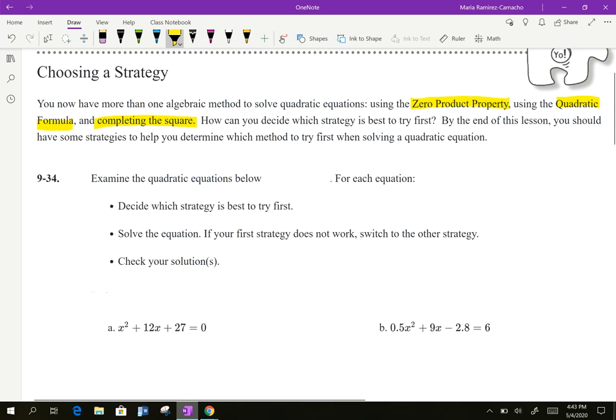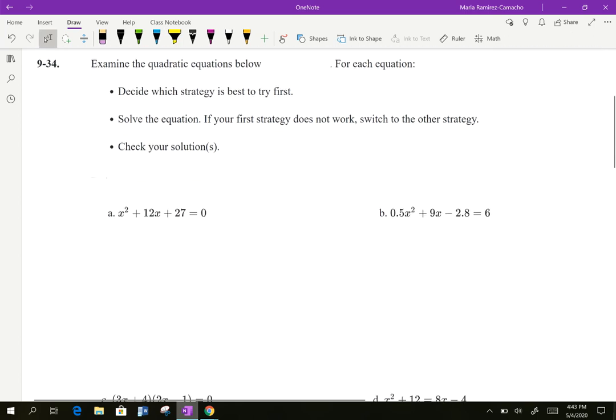Okay, 9-34. Examine the quadratic equations below. For each equation, decide which strategy is best to try first. Solve the equation. If your first strategy does not work, switch to the other strategy, and then last but not least, check your solutions. So just by looking at part A, should I factor and use a zero product property? Should I use the quadratic formula? Or should I complete the square?